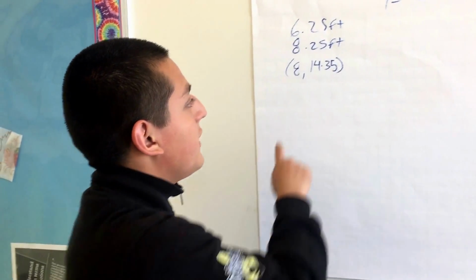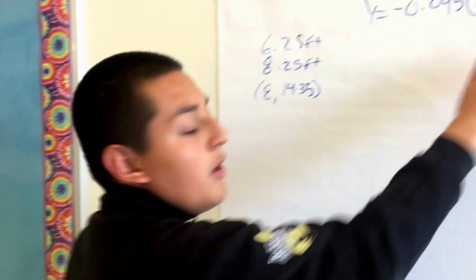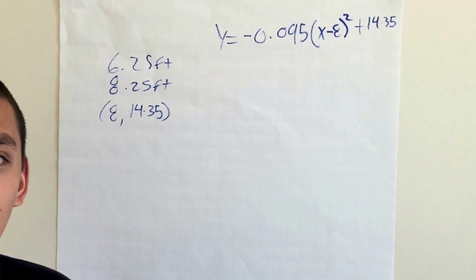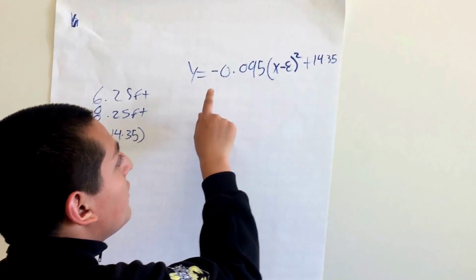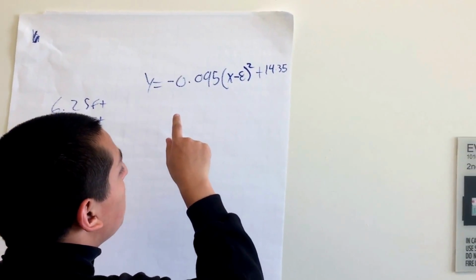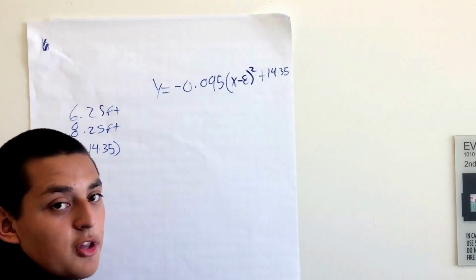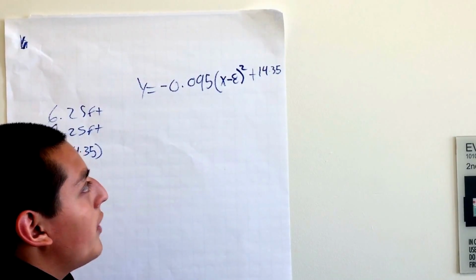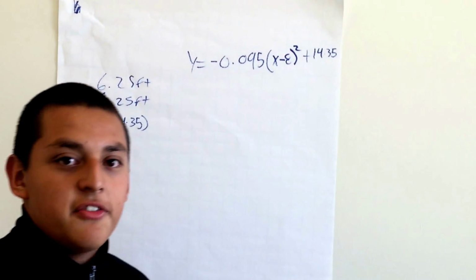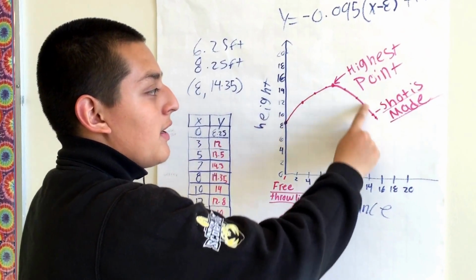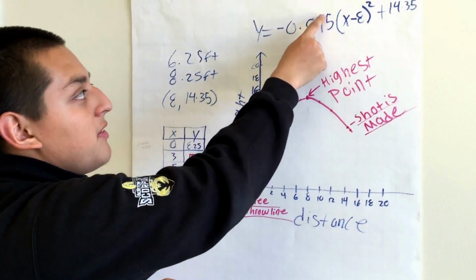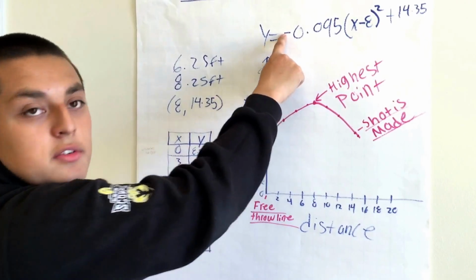So, using the vertex, I was able to create this formula which calculates the trajectory of the ball. And well, the formula is y is equal to -0.095 times the quantity x minus 8 squared plus 14.35. Now, as you can see, this parabola is negative. The reason why is because the a value is negative.